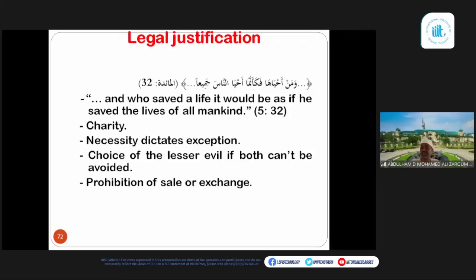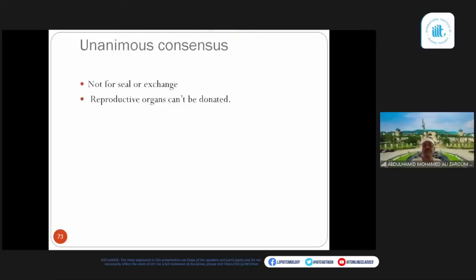So selling and exchanging is totally prohibited. I cannot sell my organs and I cannot exchange. For example, my hands are not beautiful, not strong, so I exchange with you: give me money, I give you my organ. That is totally prohibited. Okay, so the conditions, as you see here, are: not for sale, not for exchange, and you cannot donate your reproductive organs. The private parts, the reproductive organs, should not be donated.